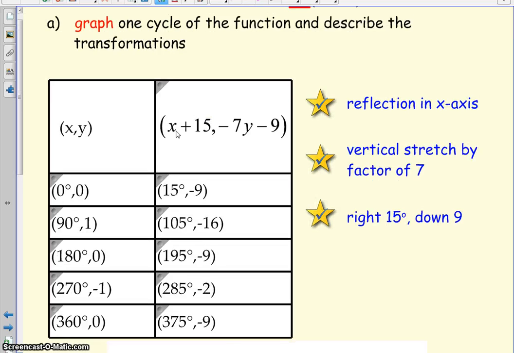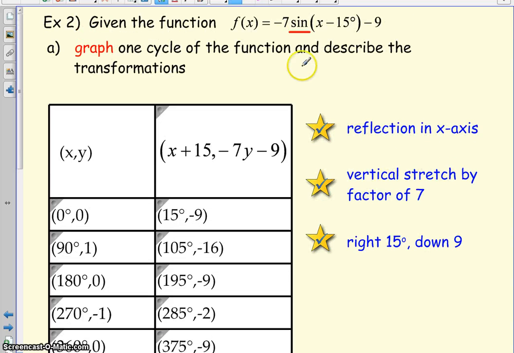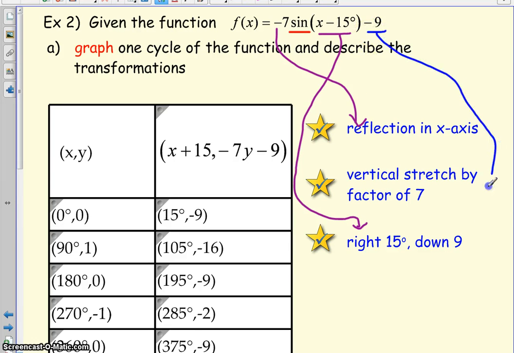Okay, so let's just quickly run through this. So again, for your transformations, the negative gives us a reflection in the x-axis. The x minus 15 is what tells us we go right 15. Okay, the minus 9 tells us we go down 9 as a shift, and the 7 here tells us that we have a vertical stretch of factor 7.